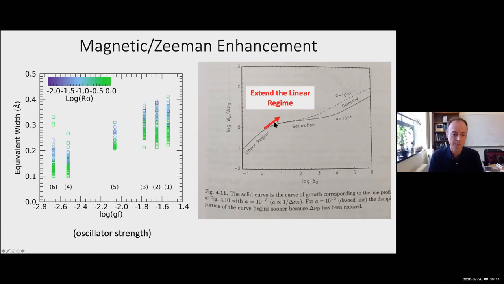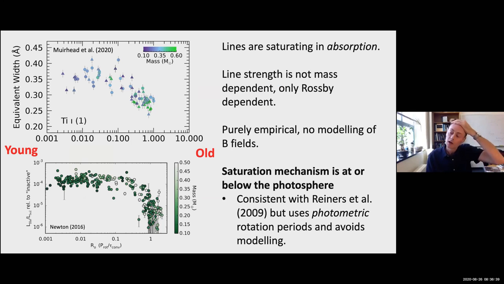And that's, in fact, exactly what we see if I plot equivalent width for our titanium lines versus the oscillator strength for the lines colored by Rossby number. We actually see the saturated regime. These are all in the saturated regime, which we can calculate. They increase in equivalent width versus Rossby number. So this region right here is actually increasing. So that's what we attribute it to. So the lines are saturating in absorption with Rossby number.